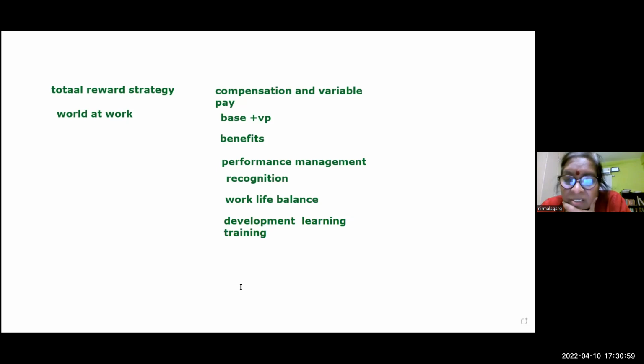Are you with me, guys? So it is not just about compensation, that is base salary, variable pay, benefits, but also includes how you recognize a person for his performance management, how you are developing him, what kind of work-life balance you are giving, and what kind of learning, training, and development you are giving.